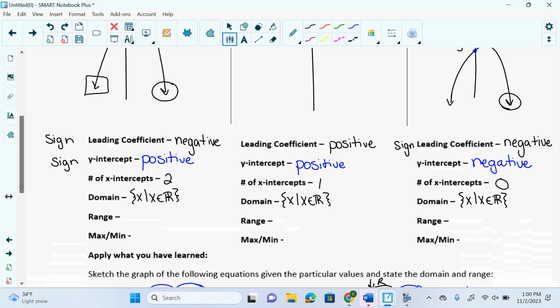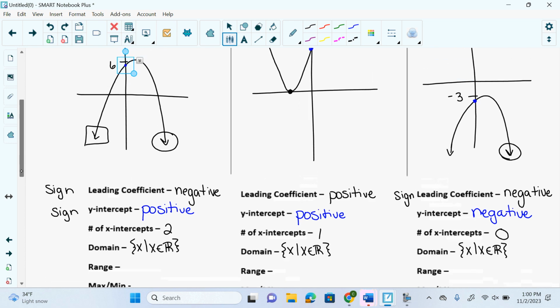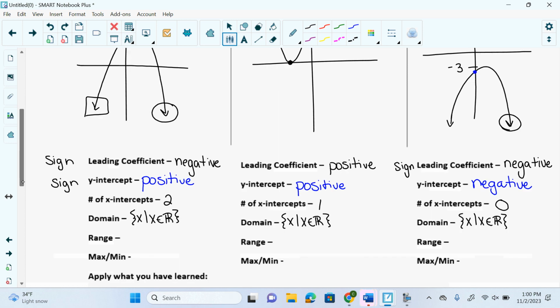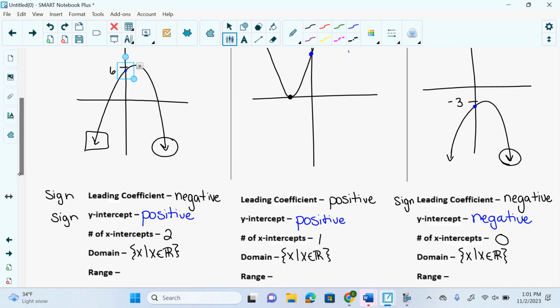What's the range? So for this one, I have a max or a min? I have a maximum, correct? So I'm going to circle maximum or say maximum. So my entire graph is below that maximum or above it? It's below it. What was the highest it went to?